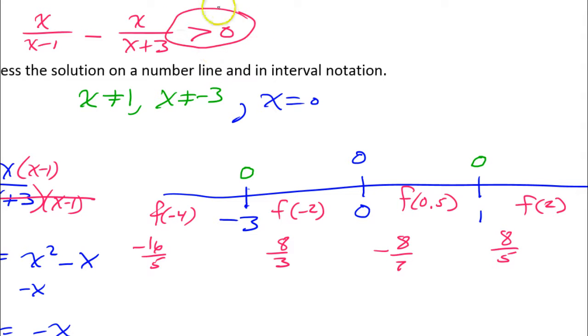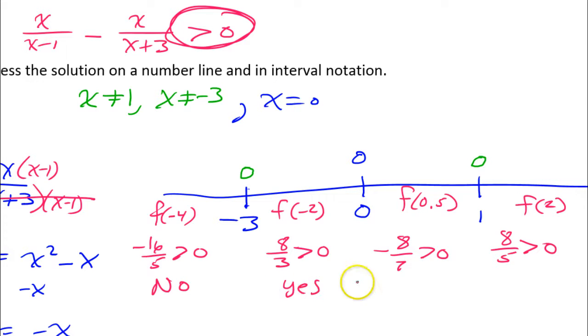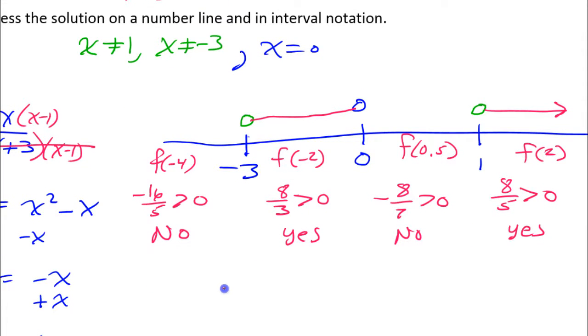And the question is, are these greater than 0? This is negative, so is that greater than 0? No. This is positive, so yes. This is negative, no. This is positive, yes. The yeses tell us where the solutions are, which are here and here. So our interval notation goes from -3 to 0, union 1 to infinity. All parentheses because of the open circles, not included.